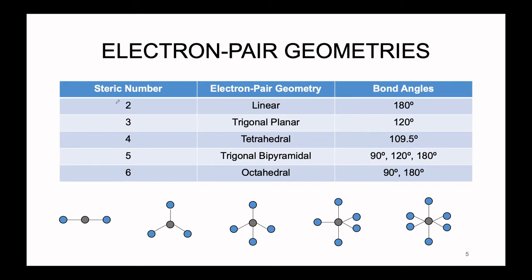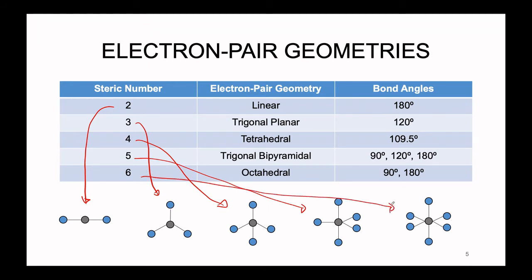So is there a total of 2 electron pairs or 2 locations of electron density around your central atom? That is going to give you the shape down here. Do you have 3 locations of like electron density around the central atom? It's going to give you the shape here. 4, 5, and 6. So each of these steric numbers I have illustrated down below in an approximate shape that reflects what the electron pair geometry of the molecule actually is.